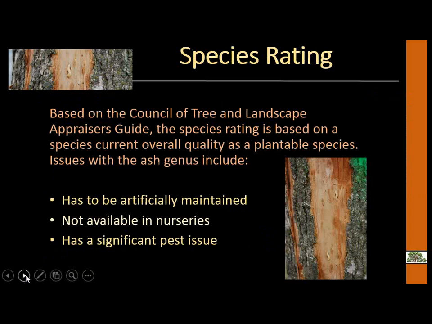The last thing on the cost-benefit programs is that the species rating in EAB Plans is listed at 70%, and that's really, really high for an ash today. The species rating is based on a species' current overall quality as a plantable species. Issues with the ash genus include that now they have to be artificially maintained with chemical treatment. They're not typically, at least in Illinois, available in nurseries. I would guess that they're not readily available in New England anymore either. And they now have a significant pest issue. So in Illinois, we changed the species rating to 20% rather than 70%. If you leave it at 70%, it inflates the benefit value of the tree.